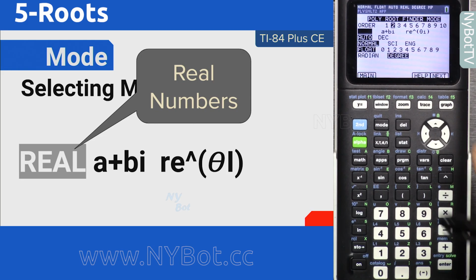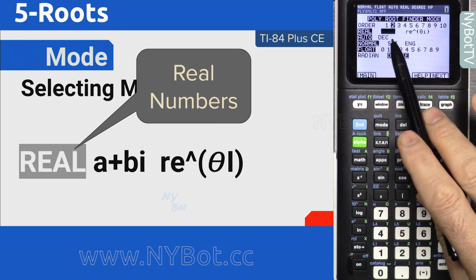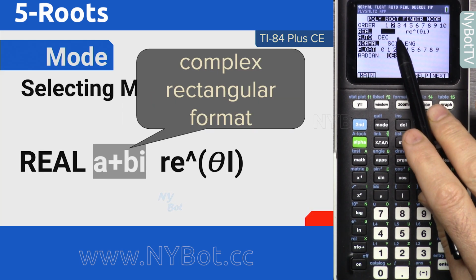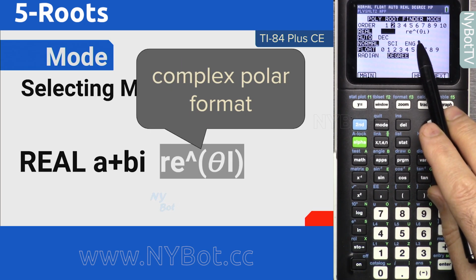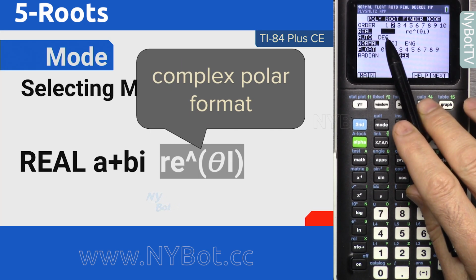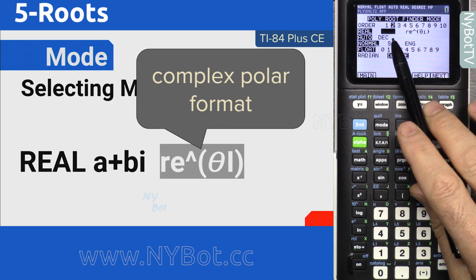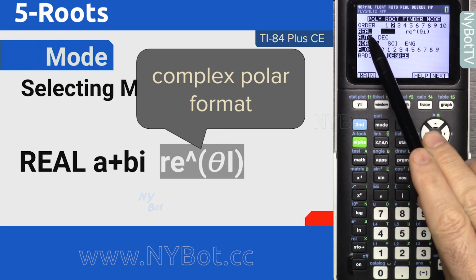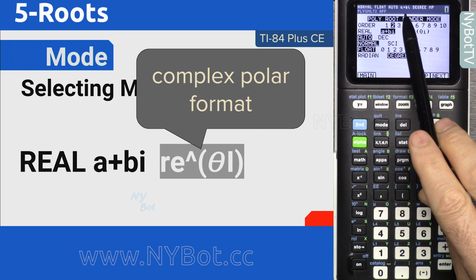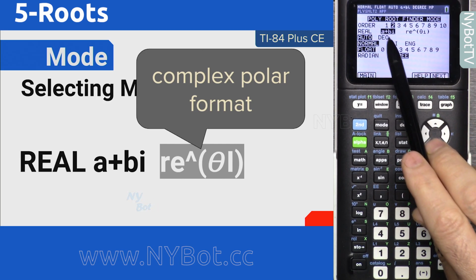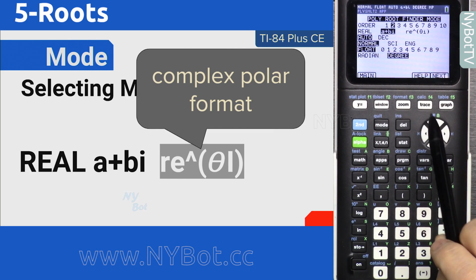So come down and then select rectangular format. This is complex rectangular, and then we have complex polar. But we are going to select complex rectangular. It's blinking, so it has not been selected. This has been selected, so press enter to select it. And it shows here at the top that we are in a complex mode.